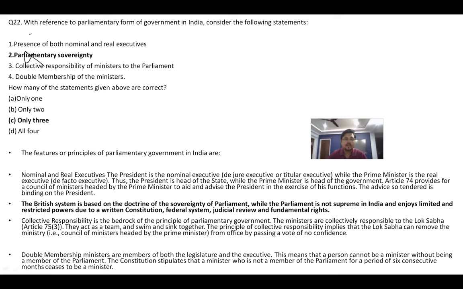Parliament is not sovereign here, because the British system is based on the doctrine of sovereignty of parliament, while parliament is not supreme in India. Why? Because it enjoys limited and restricted powers due to certain facts such as the written constitution, federal system, judicial review and fundamental rights. In the other cases, nominal and real executives: the President is the nominal executive and the Prime Minister is the real executive.